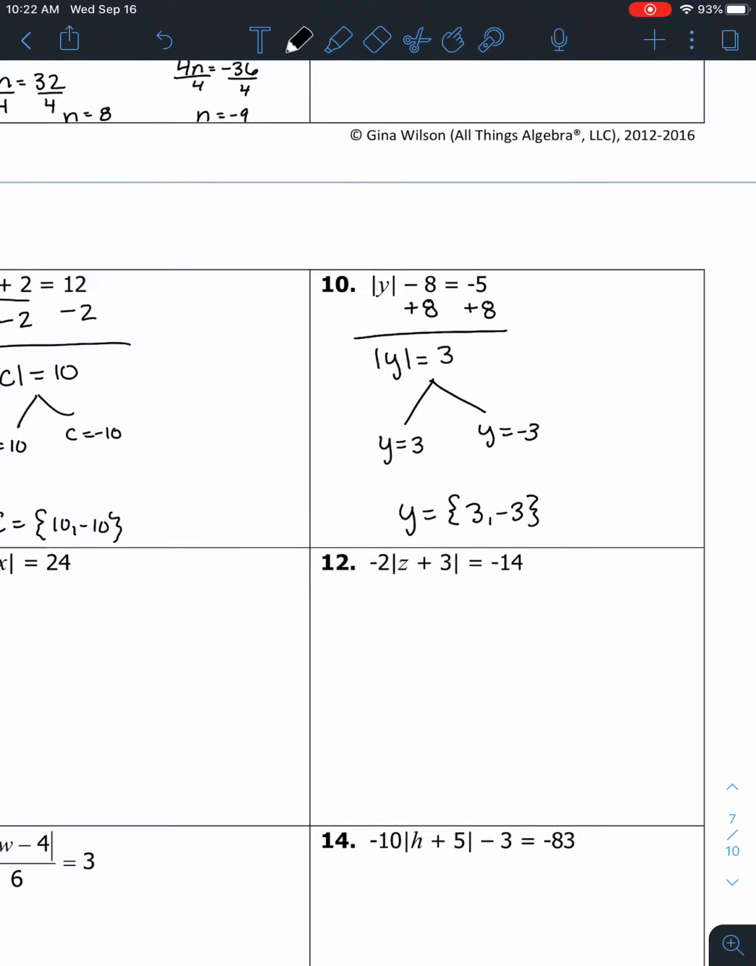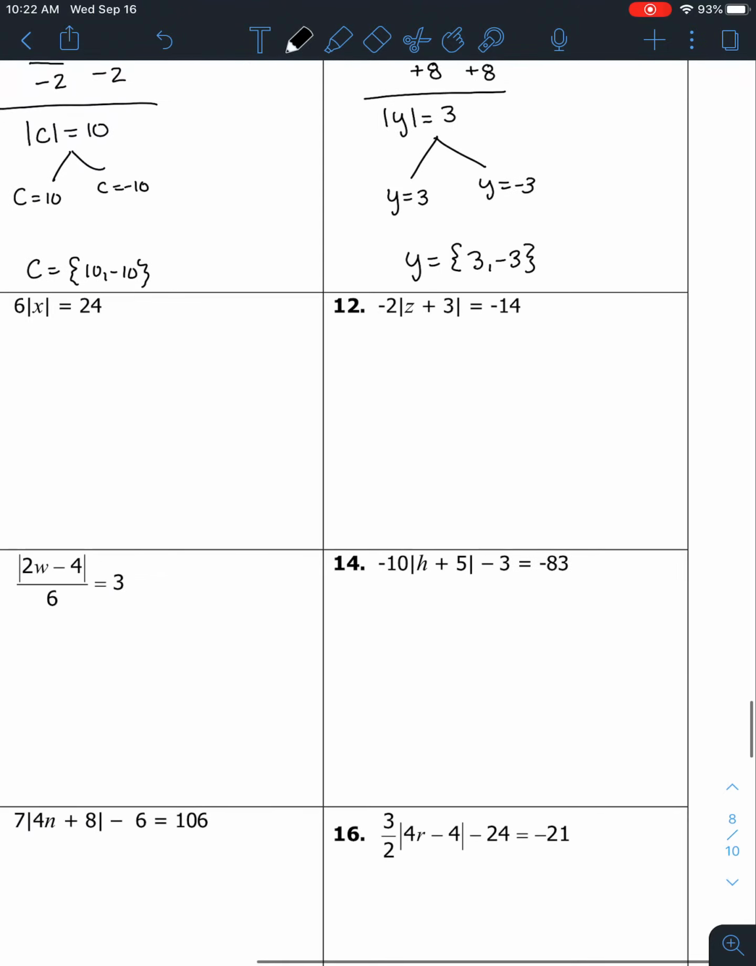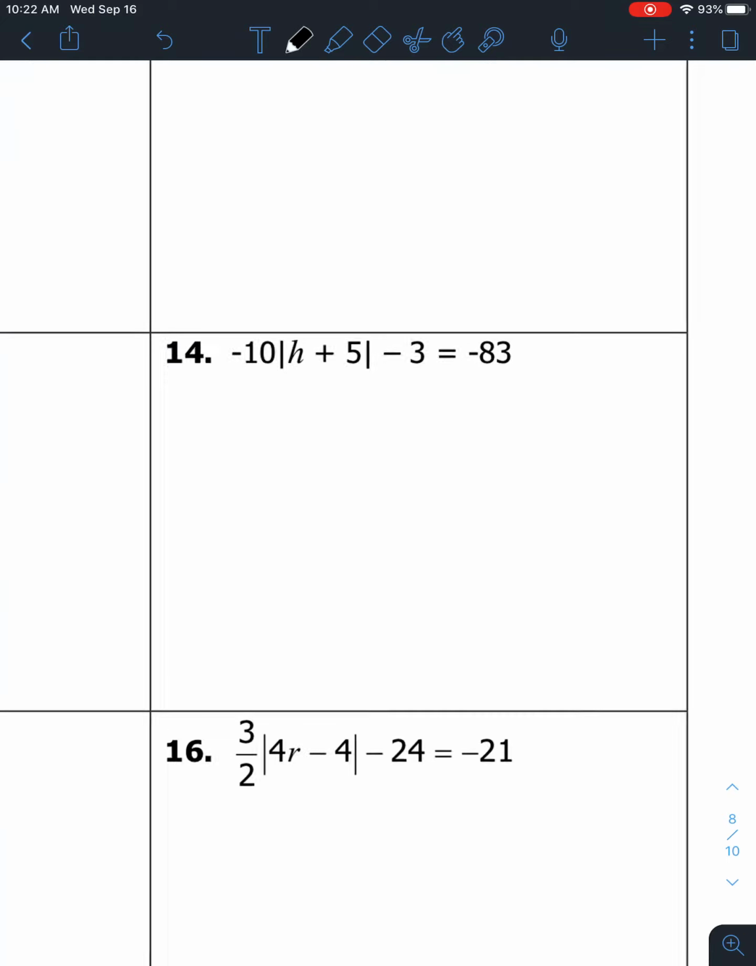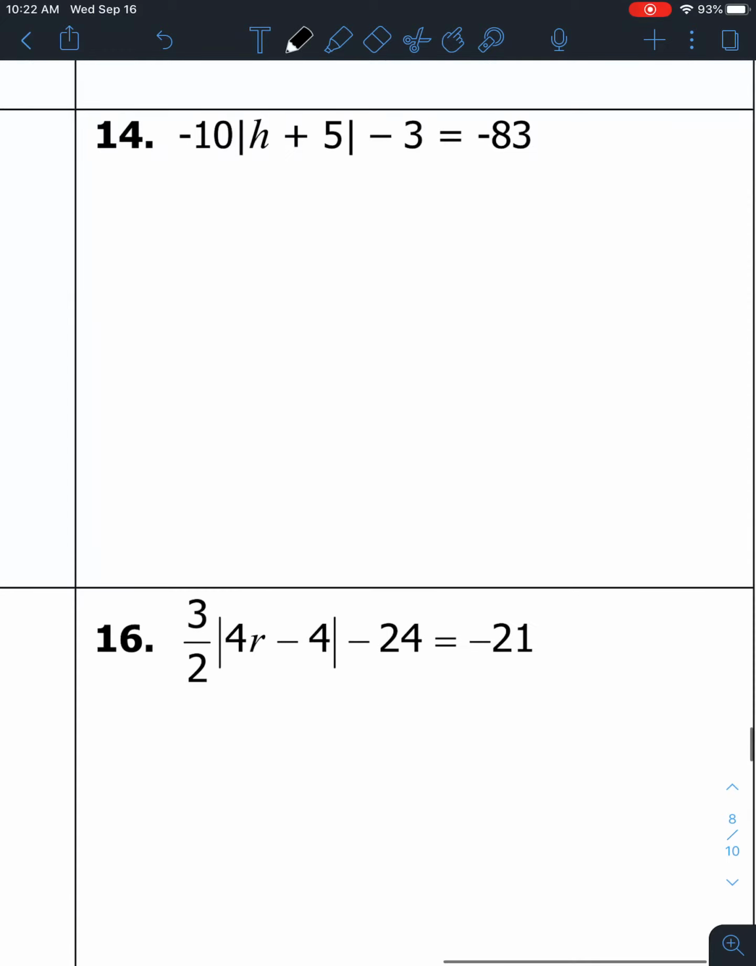Now let's work on one where we have to do some tricky things. So let's look at 14. For 14, I have to do more than just one thing, right? Think of this, if I were to rewrite it, it would be like this: negative 10 junk minus 3 equals 83. I want to get the junk by itself so then I can make my two equations.